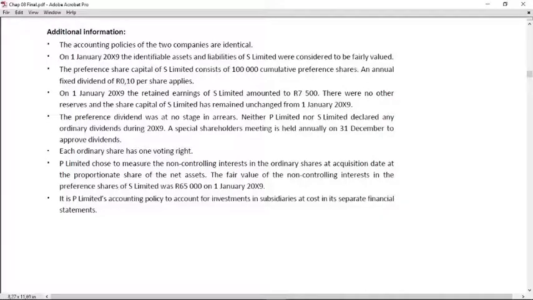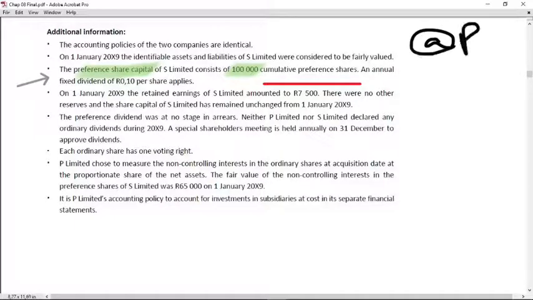In the additional information, let's focus on a few things. Bullet 3 tells us more about the preference share capital of S Limited, which consists of 100,000 cumulative preference shares. Now, if you look at the trial balance, you'll see that the preference share capital is measured at a rand amount of 100,000 Rand. That tells you that the shares were issued at 1 Rand each.